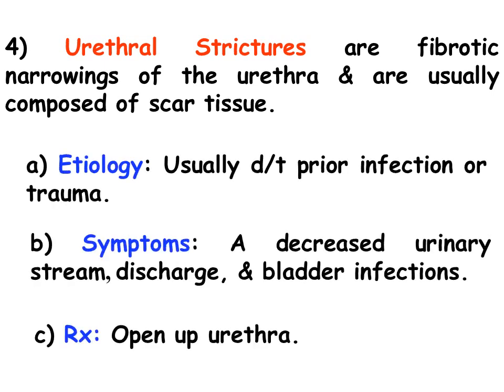Urethral strictures form because of scar tissue, and of course, they lead to narrowing of the urethra, usually due to infection or some sort of trauma. Again, symptoms would make sense: a decreased urinary stream and discharge, and because of retention of fluid, bladder infections as well. And so you have to open it up.